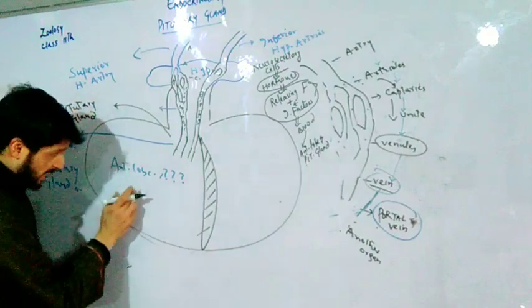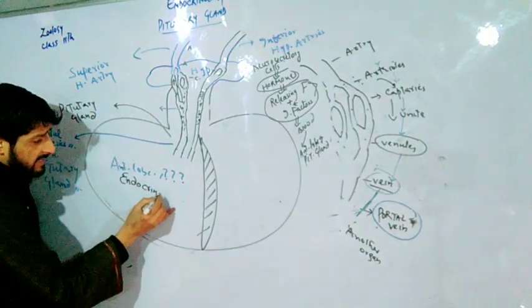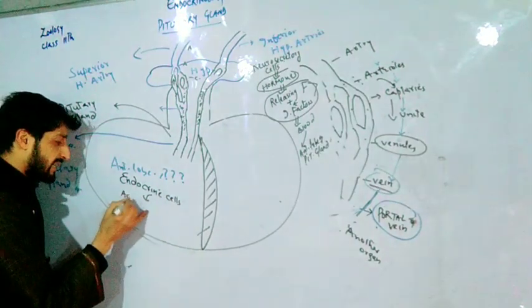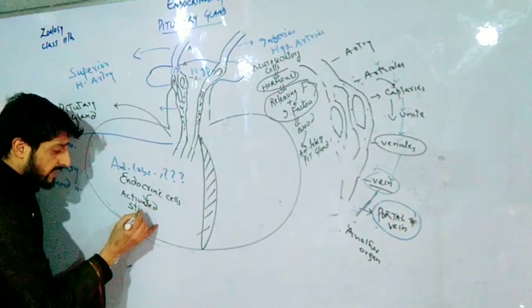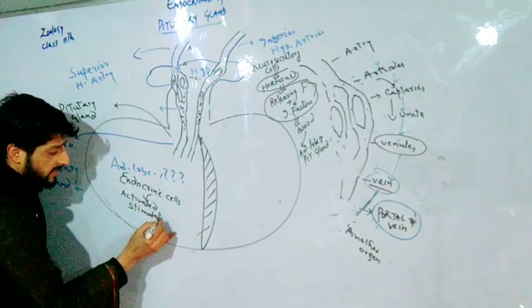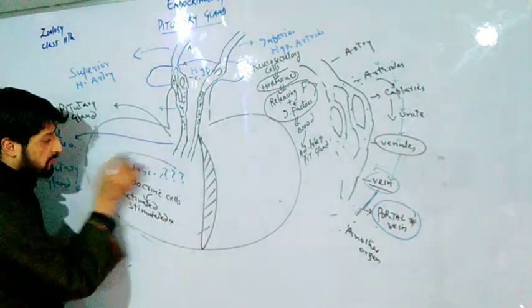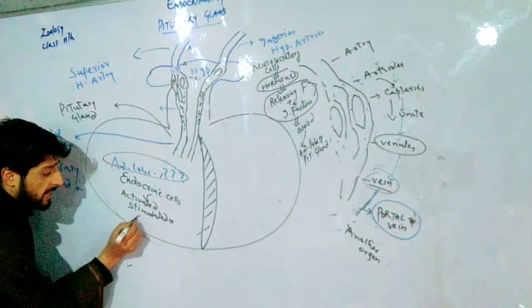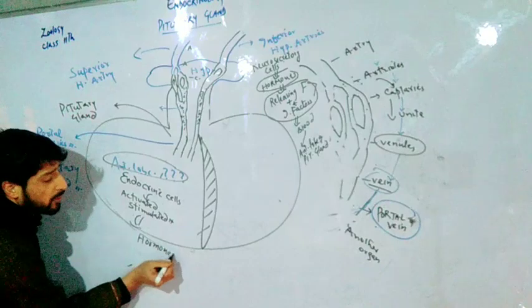It is this anterior lobe of the pituitary gland that also contains endocrine cells. Sir, these endocrine cells get activated. When I say activated, I mean these endocrine cells get stimulated. When these endocrine cells of the anterior lobe of the pituitary gland get stimulated, then the pituitary gland produces hormones.